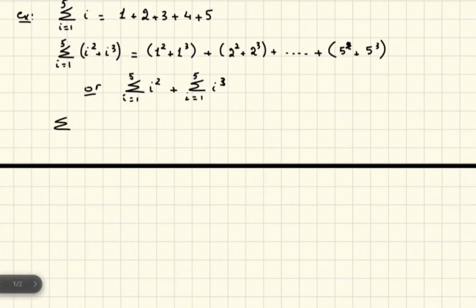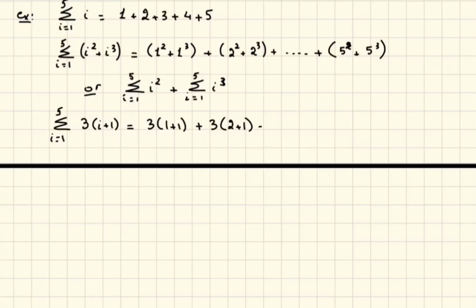Now if I write sigma from i equals 1 to 5 of 3i plus 1, so again just substitute instead of i 1, then 2, 3, 4 till we reach 5, and because you're using sigma, so we're doing addition. So I can write it in this way: 3 times 1 plus 1, 3 times 2 plus 1, till I reach the 5.